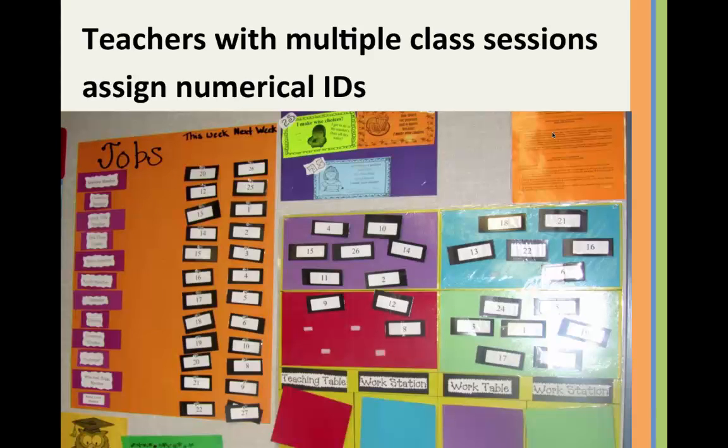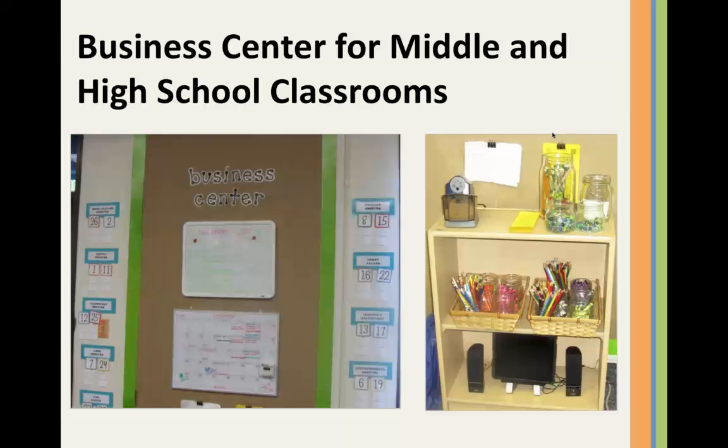And you see this a lot in middle school and high school. Again, they're using the same rotation chart. They're using the job chart, but what's missing off of this business center, again, is the daily schedule so that they can see what time to perform. Again, this is another business center. Again, numbers are being used for identification of students' names.